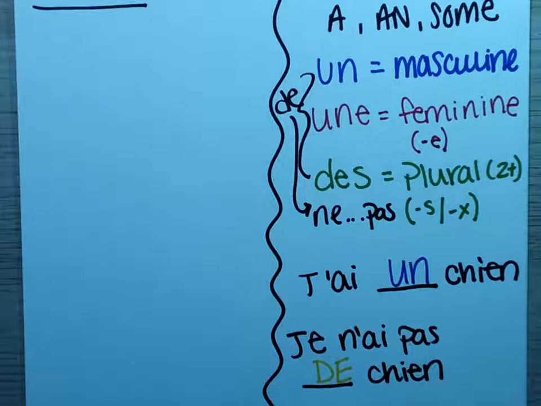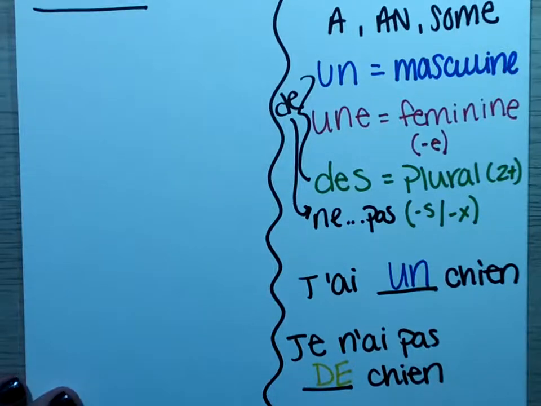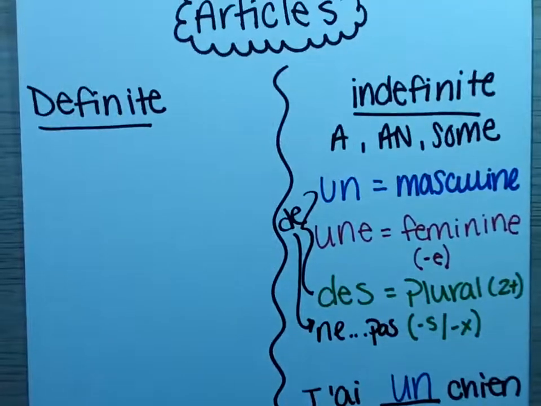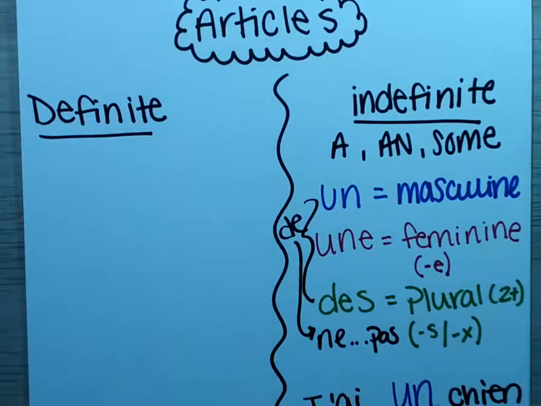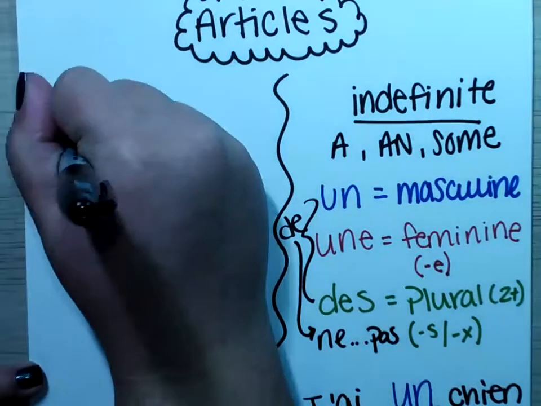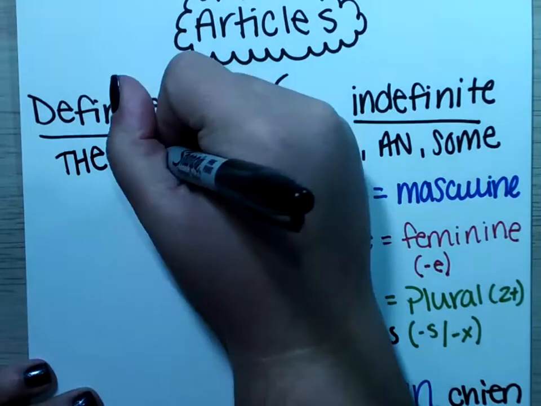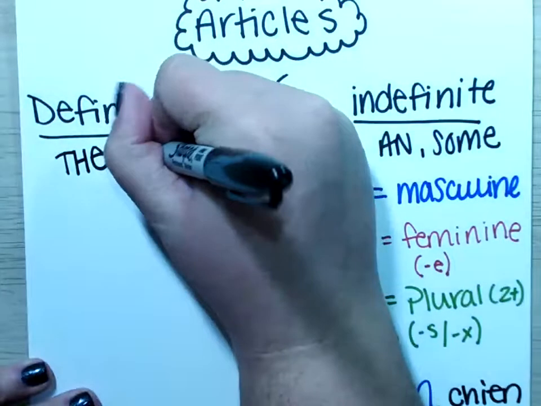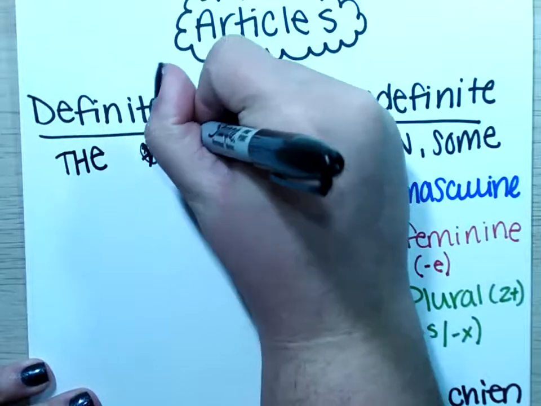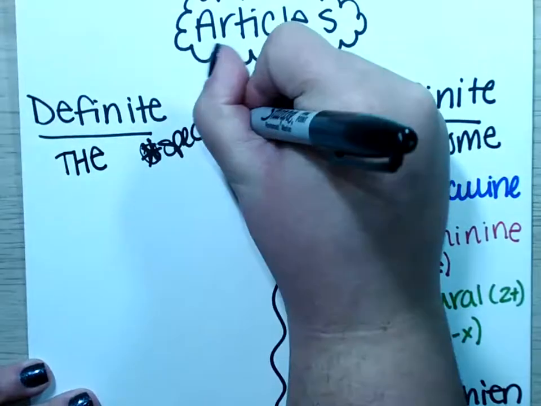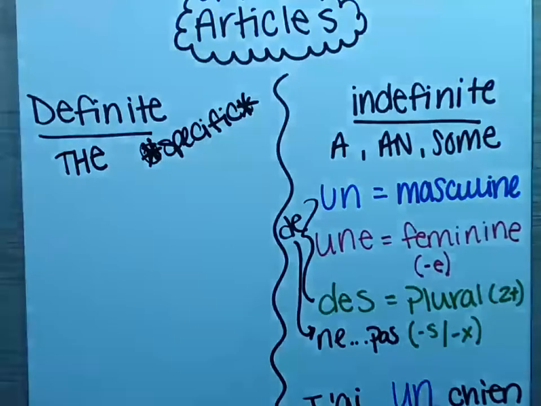All right, let's switch gears and let's talk about definite articles now. So definite articles have kind of the same concept. Definite articles in French mean the. They're specific. They're very specific. All right, so let's learn what the definite articles are in French.